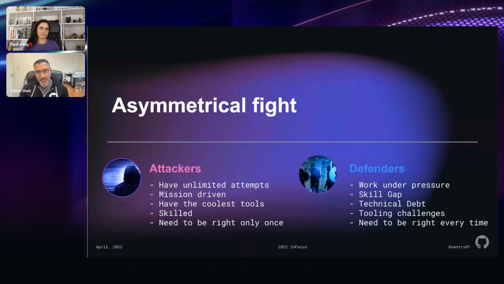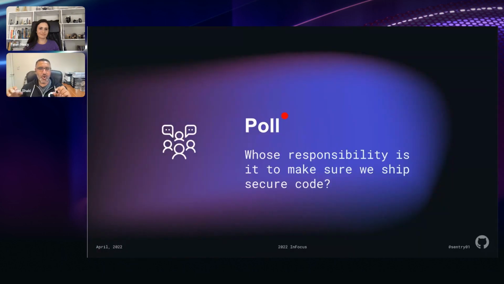But before we go in, I'd like to pass it on to Faten to do the next poll, and I'm curious to see what the audience thinks in terms of whose responsibility it is to protect the organization.